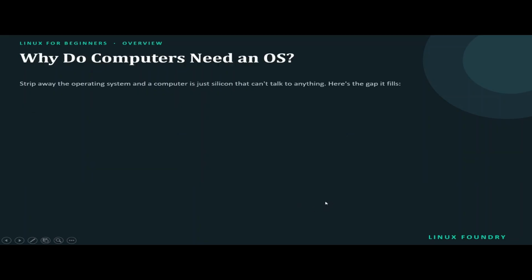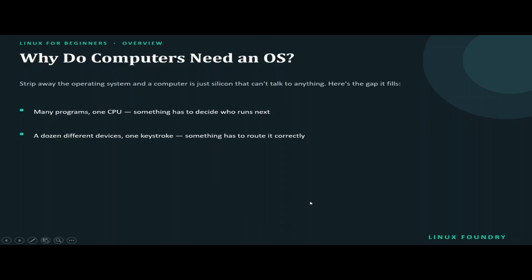Let's back up for a second. Strip away the operating system, and a computer is just silicon that can't talk to anything. So what's the gap it actually fills? Many programs, one CPU. Something has to decide who runs next. A dozen different devices, one keystroke. Something has to route it correctly.